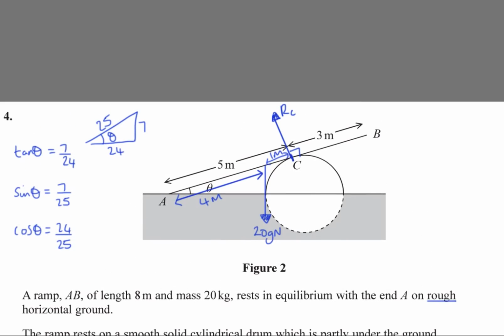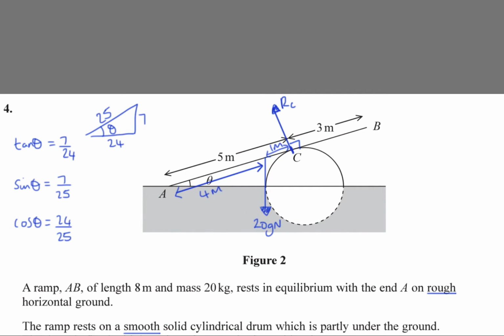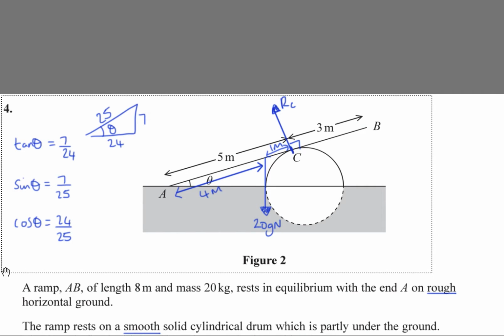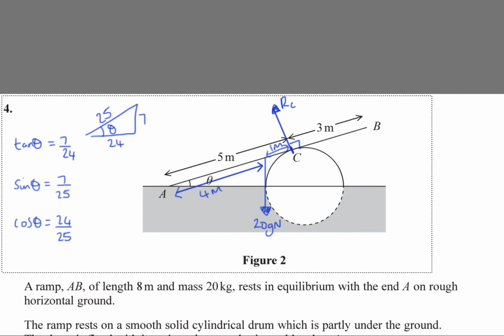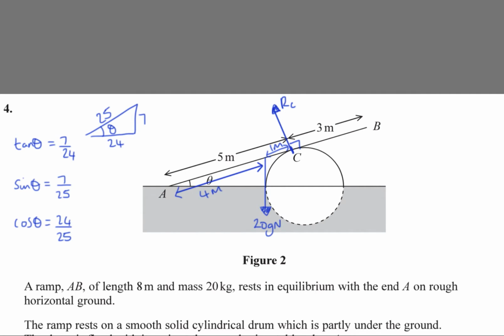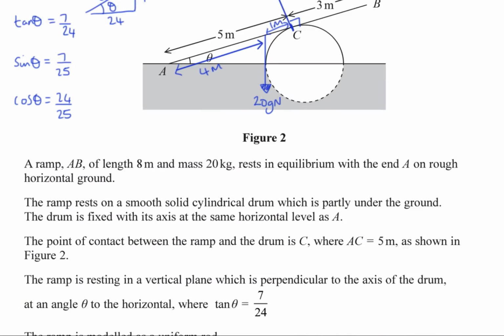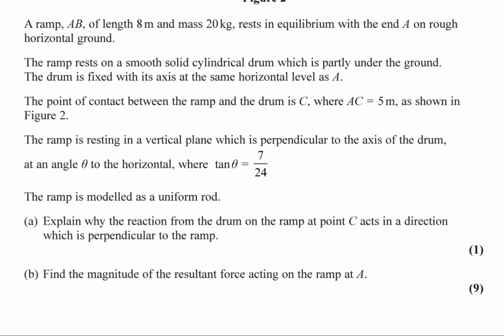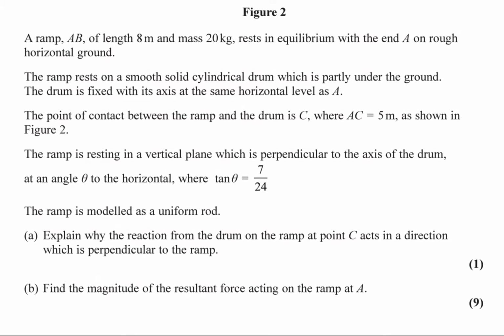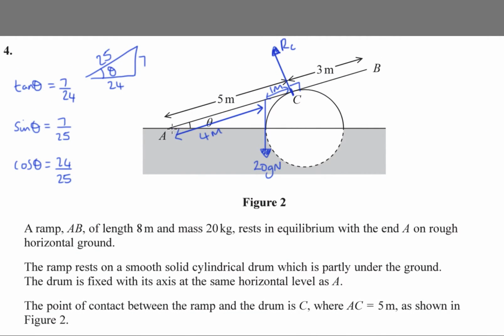So if we go back to our diagram from part A and take everything that we've written down from part A, I'm going to now have the fact that the reaction at C is perpendicular, and we can carry on reading. Then it says find the magnitude of the resultant force acting on the ramp at A. So it's asking for this force here.